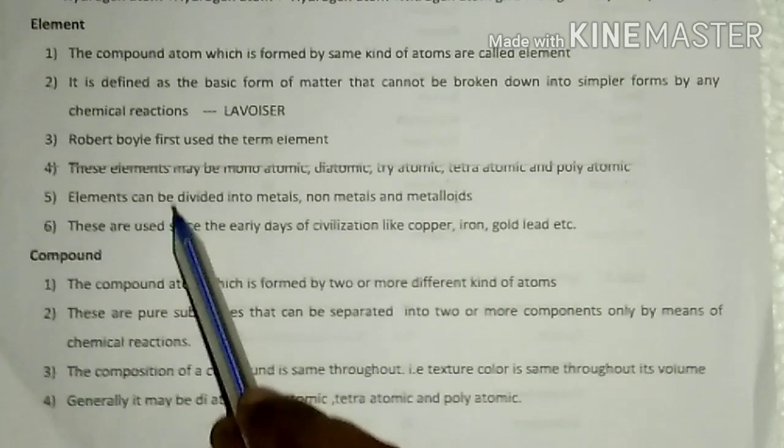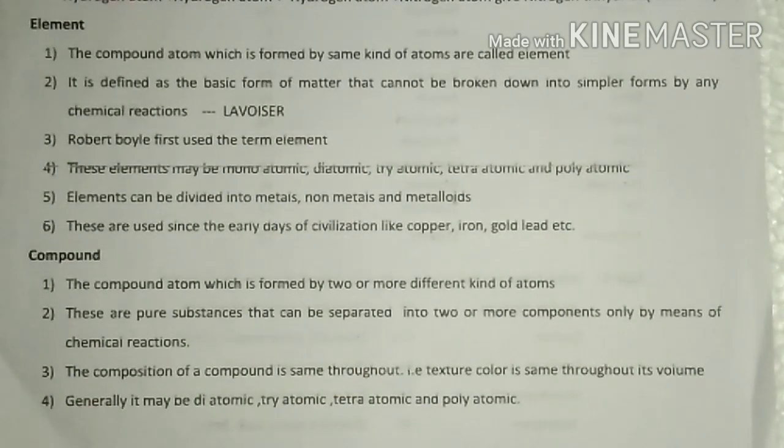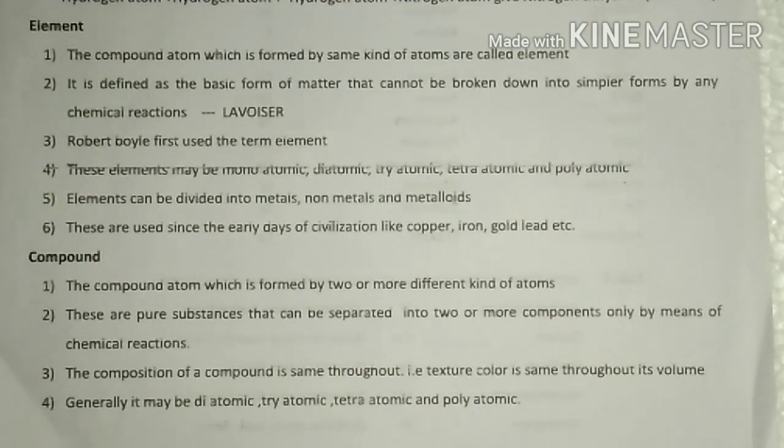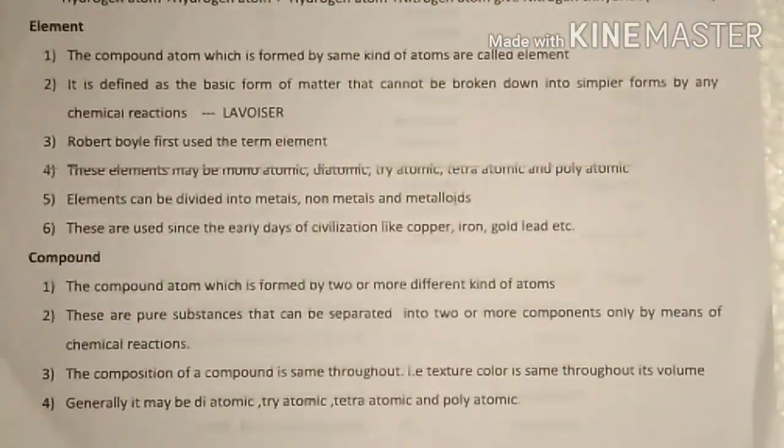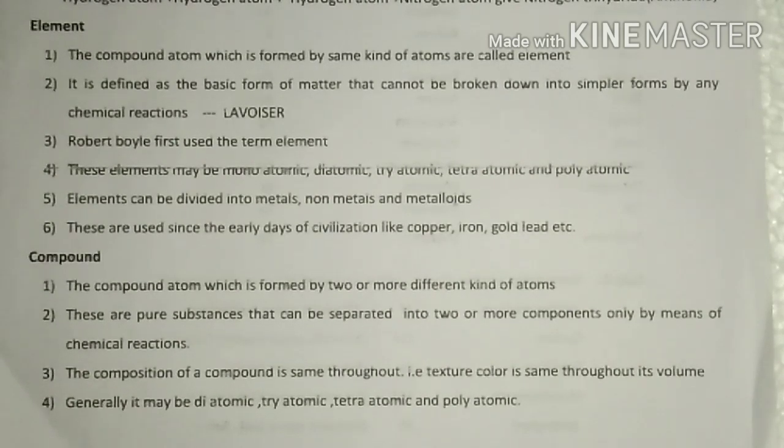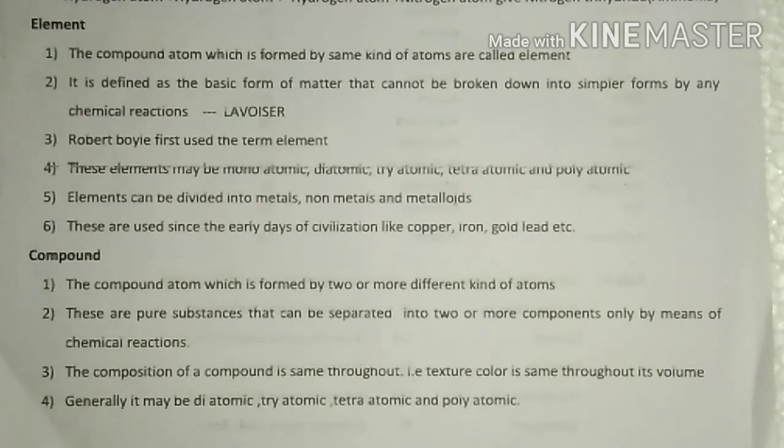These elements may be monoatomic. If a single atom exists, it is called monoatomic. For example, in nature, all the metals are monoatomic. All the inert gases are also monoatomic. Mono means single.